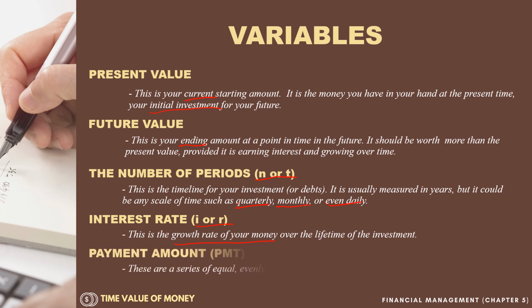Lastly, we have the payment amount or the PMT. The payment amount is a series of equal payments or evenly spaced cash flows. It can also be a series of uneven cash flows. There are instances wherein you will encounter uneven cash flow problems in the succeeding slides.